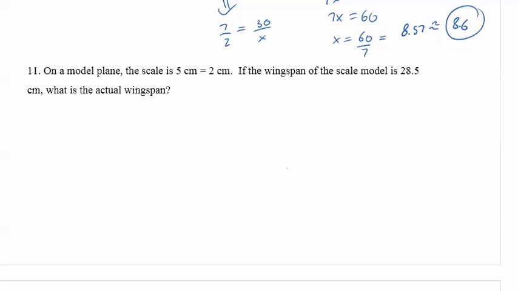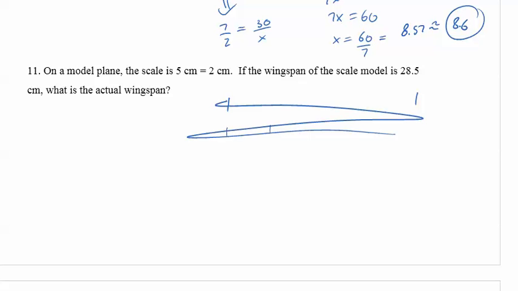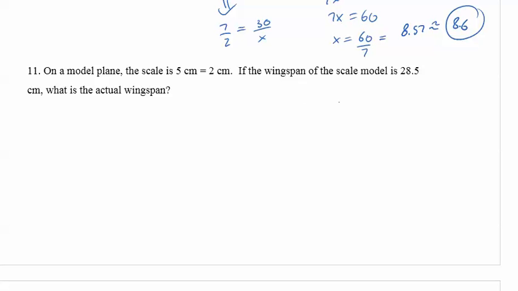Okay, so it's saying on the model plane, the scale is 5 centimeters equals 2 centimeters. If the wingspan of the scale model is 28.5 centimeters, what is the actual wingspan? Two things to note. One thing that's not very important is that this is a pretty small model, because 5 centimeters going to 2 centimeters, that's like this going to that. So not a very huge model, but that's not really important. It makes the math easier for this word problem to make it a small model.